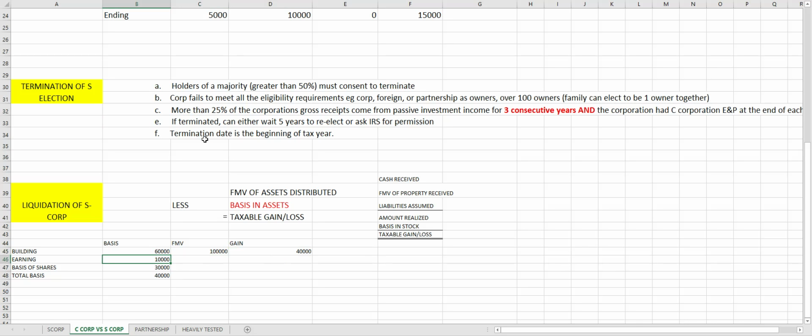Let's just say the person's existing basis in the company was 30,000. The company made $10,000 that year, and then there was the gain of 40,000. The total basis, or the total distribution, would be the cumulative of 1, 2, and 3. So their distribution at this point would be $80,000. So that's the way that basis works. This is their total basis now.